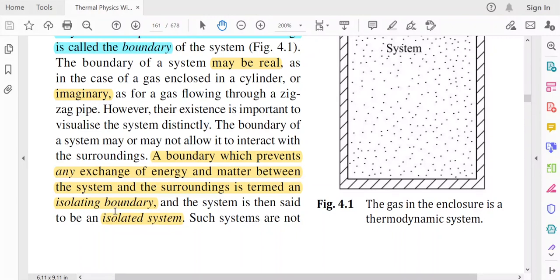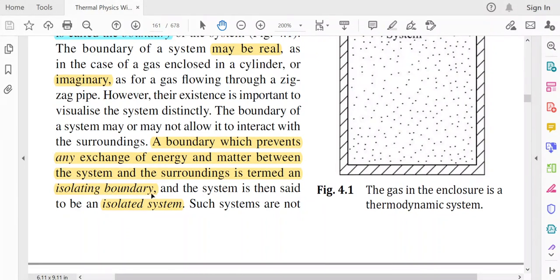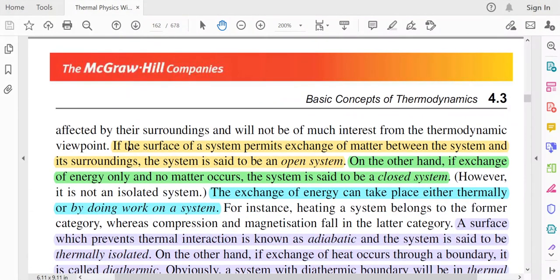So what is an isolating boundary? An isolating boundary is a boundary that will prevent any exchange of energy and matter between the system and the surroundings. For an isolating boundary, the system is then said to be an isolated system. Why isolated? Because the isolating boundary prevents the exchange of energy and matter between the system and the surroundings. Such systems are not affected by their surroundings, and will not be of much interest from the thermodynamic viewpoint.